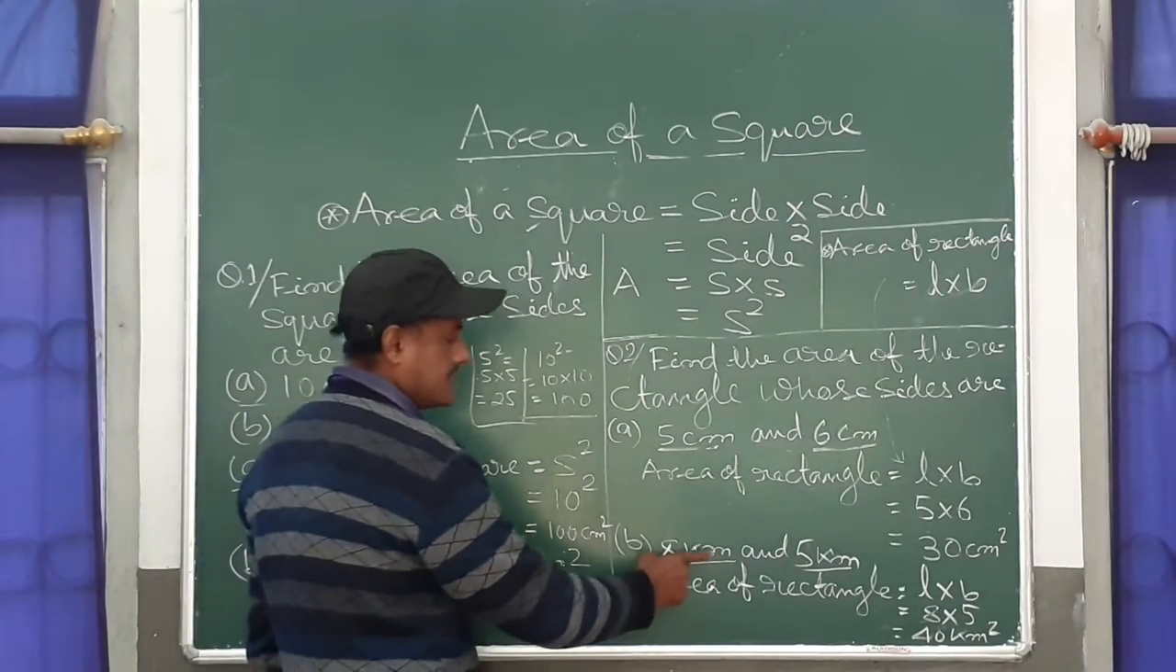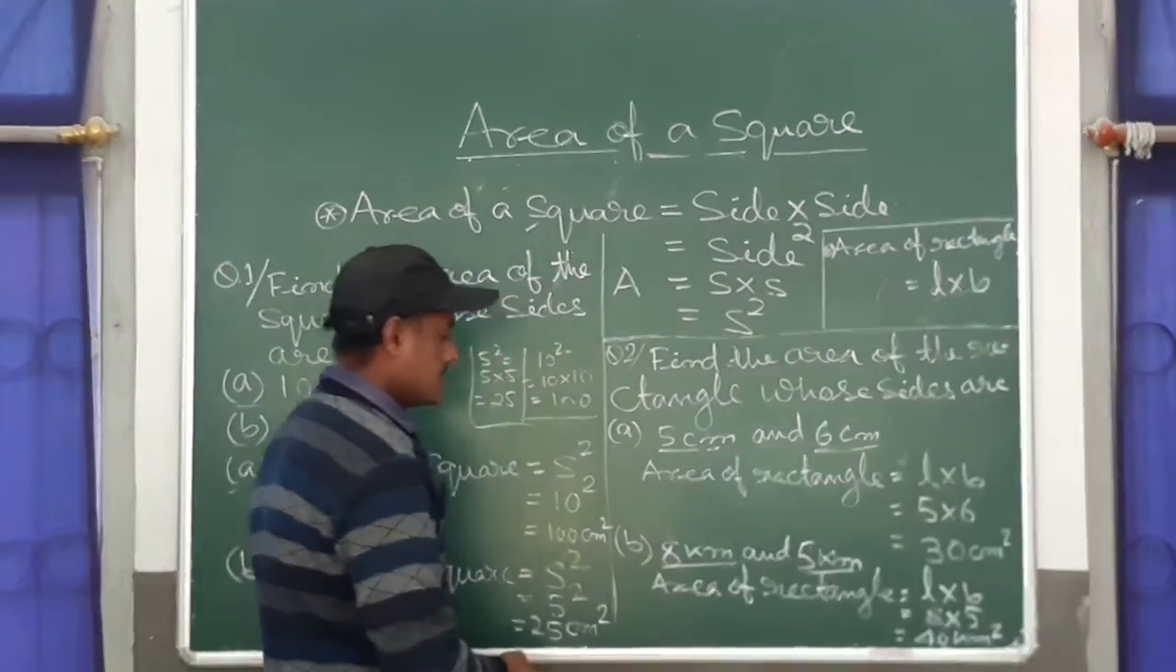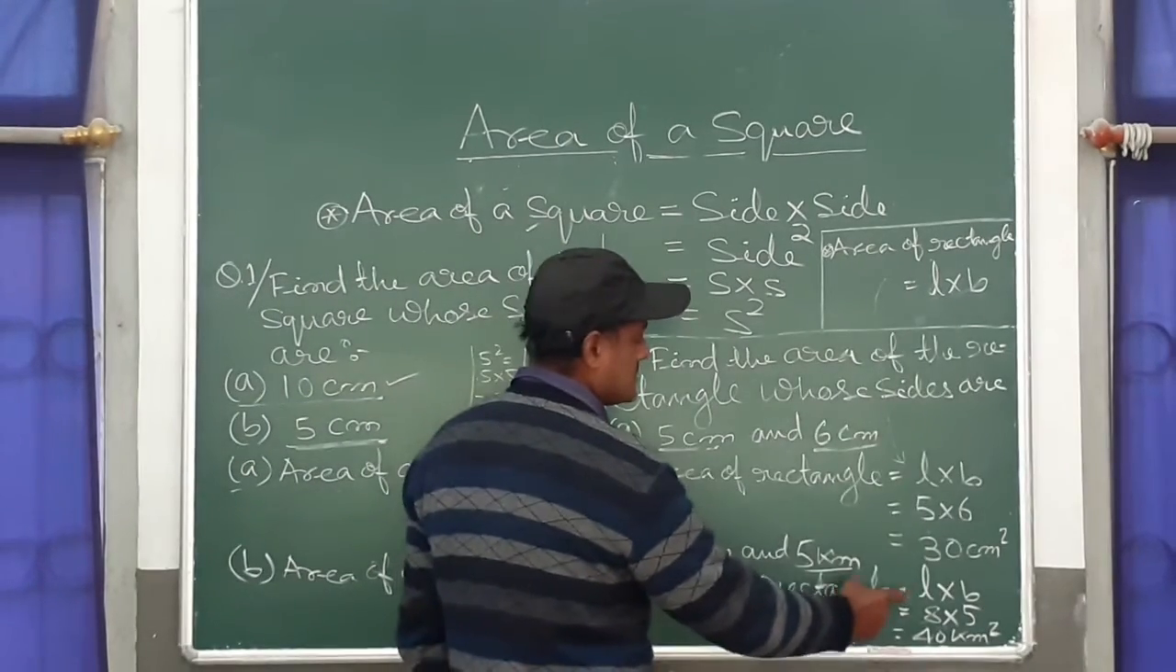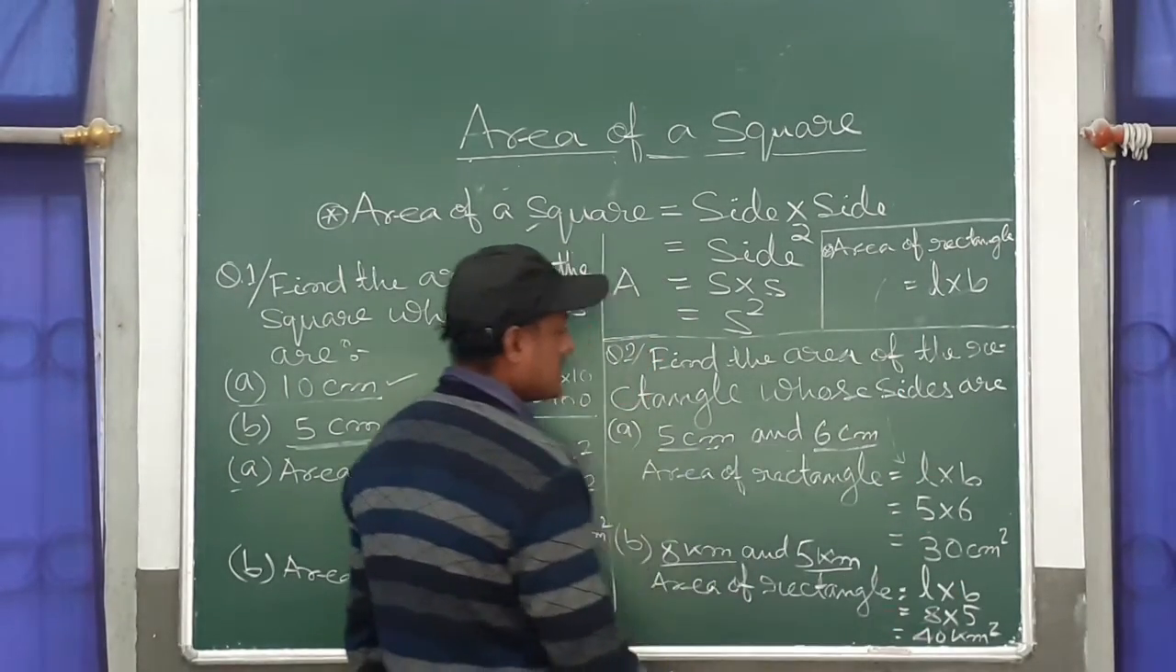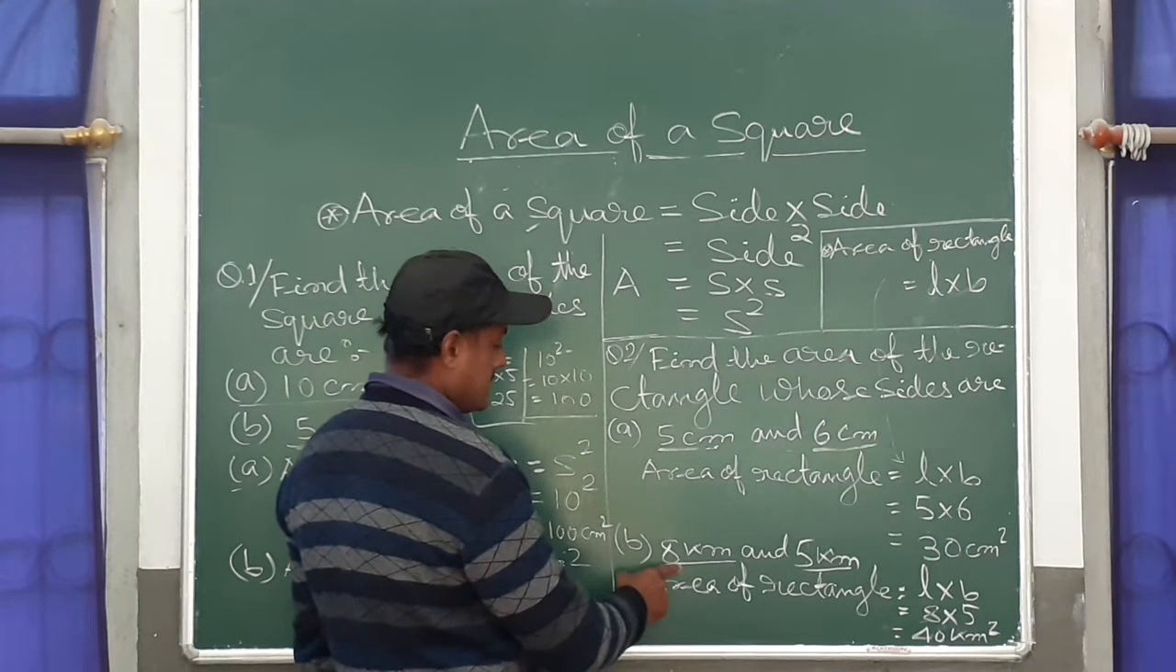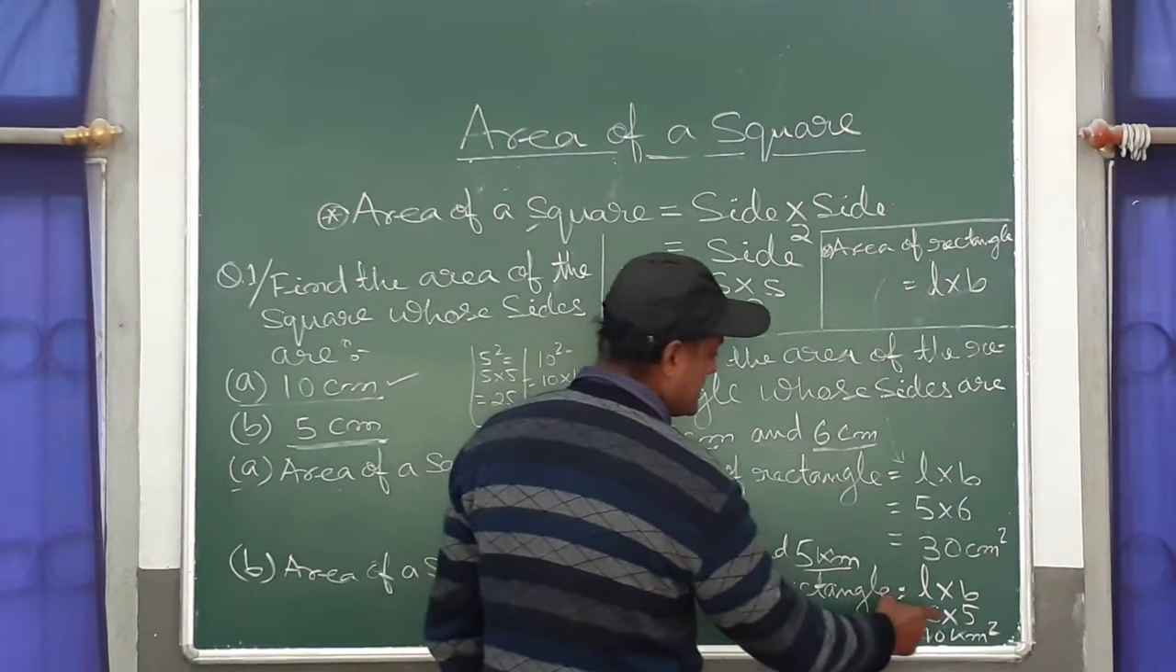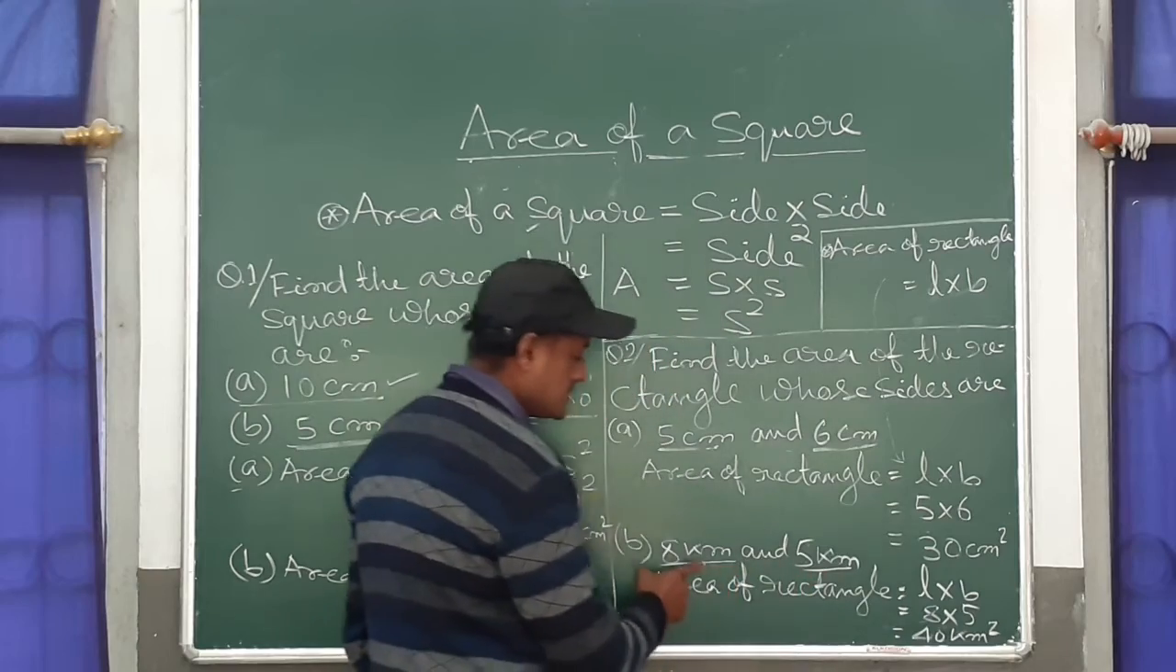And the last one is 8 kilometer and 5 kilometer. So area of rectangle is equal to the same formula, L into B. Now length is given here 8 kilometer, breadth is given 5. So 8 into 5, 40, and your unit is kilometer.